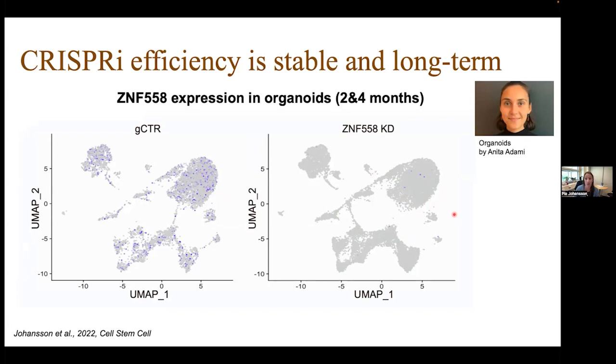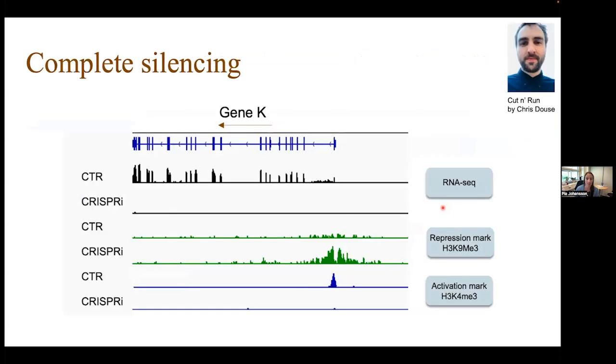And these cells are not sorted. So this really shows that there is a really very stable transgene that we get delivered into these cells. So it's a really, really good virus. And CRISPRi works for a really long time. The interesting thing, though, is actually that a lot of the time we get actually complete silencing.